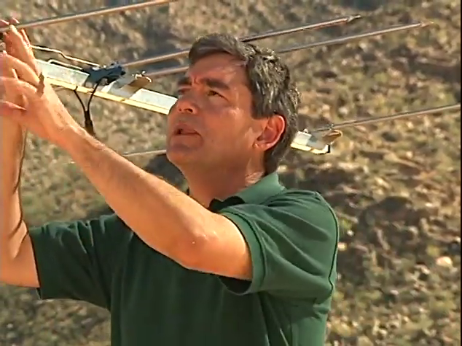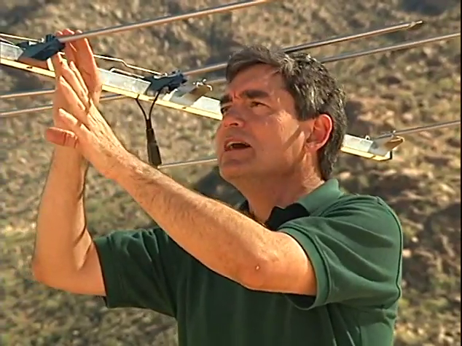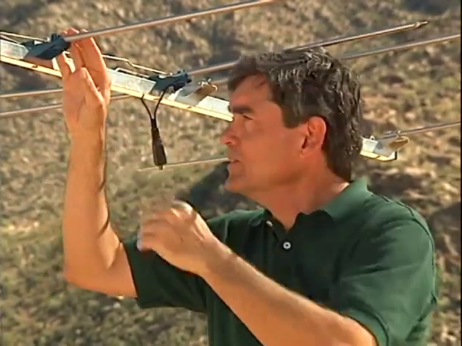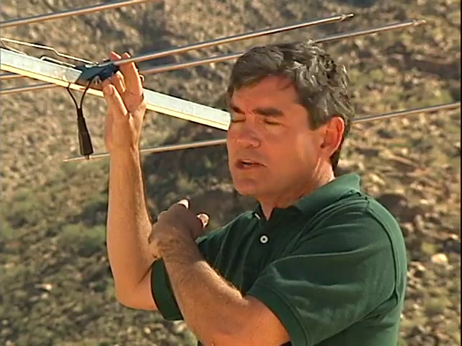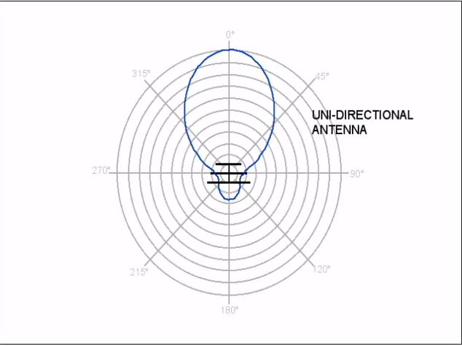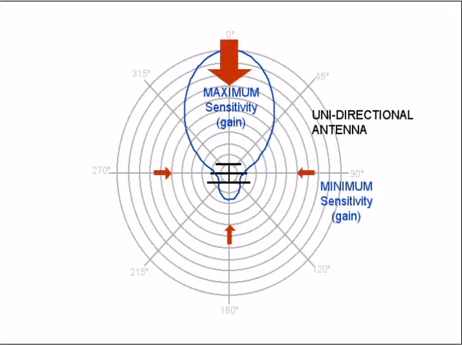Now, the size and the placement of the elements is designed to receive and reflect the signal back to the receiving element at precisely the right phase to enhance the signals from one direction and attenuate the signals from all other directions. This unidirectional antenna pattern shows its one-sided sensitivity as compared to the bidirectional antenna.